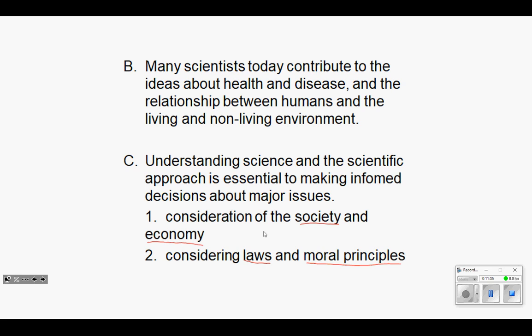Okay? Just because you want to find a cure to disease doesn't mean that you should go about making a bunch of people sick and doing experiments on them. That would not be moral or ethical.